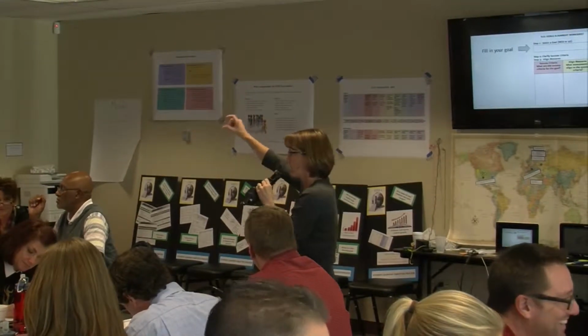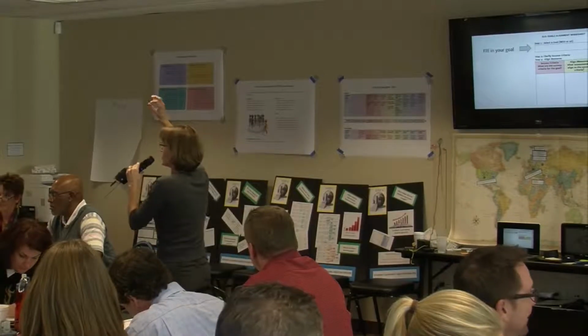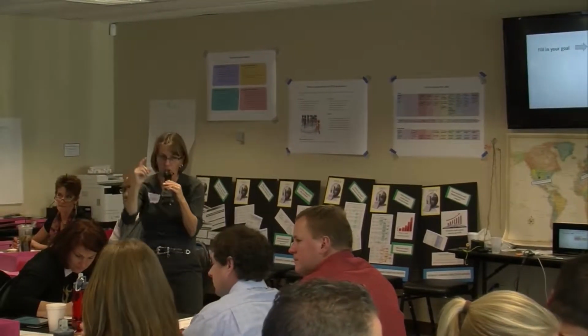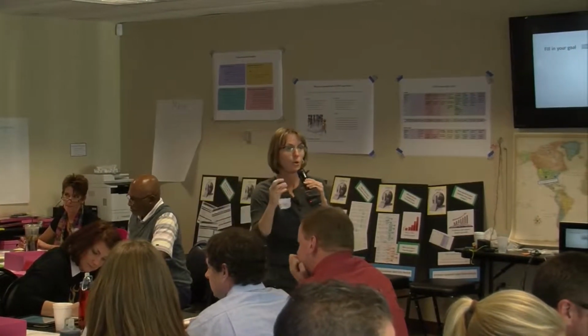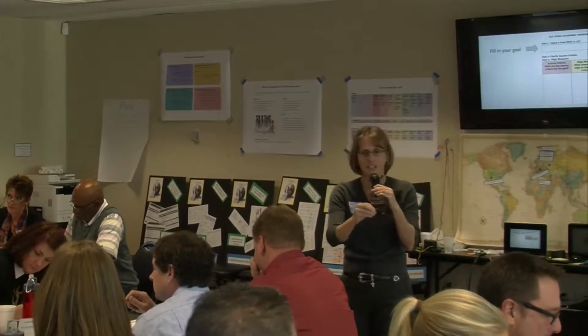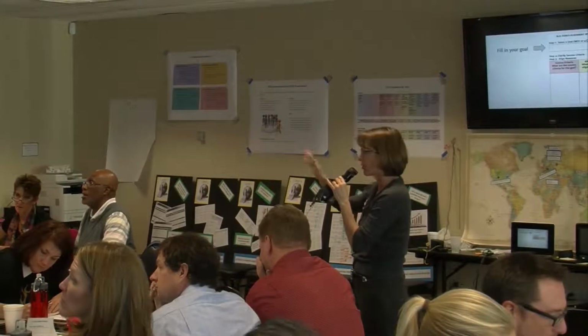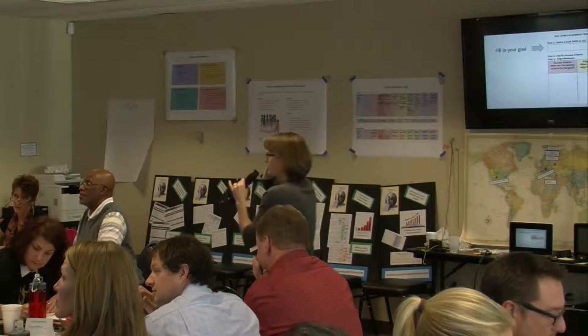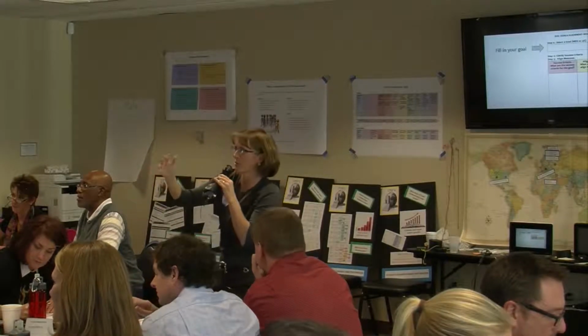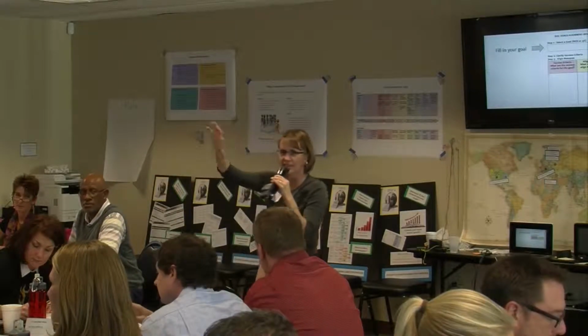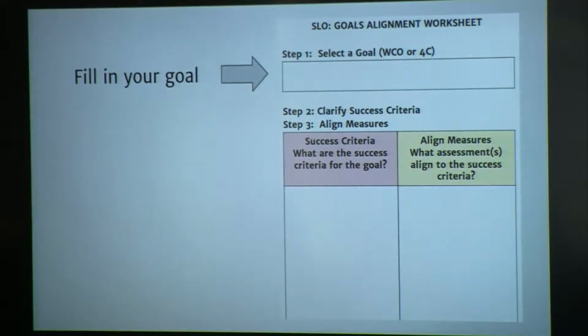In the box it says step 1. Write in your goal, that world-class outcome or that 4C. Now, if you don't get it verbatim, don't worry about it. You don't have to have it memorized. You can get the gist of it, but write that world-class outcome or your goal in that top box.